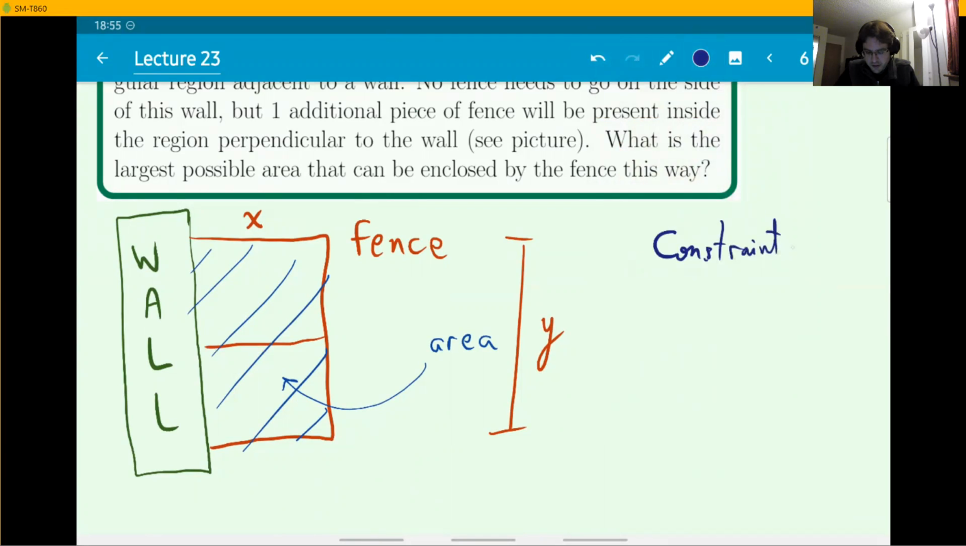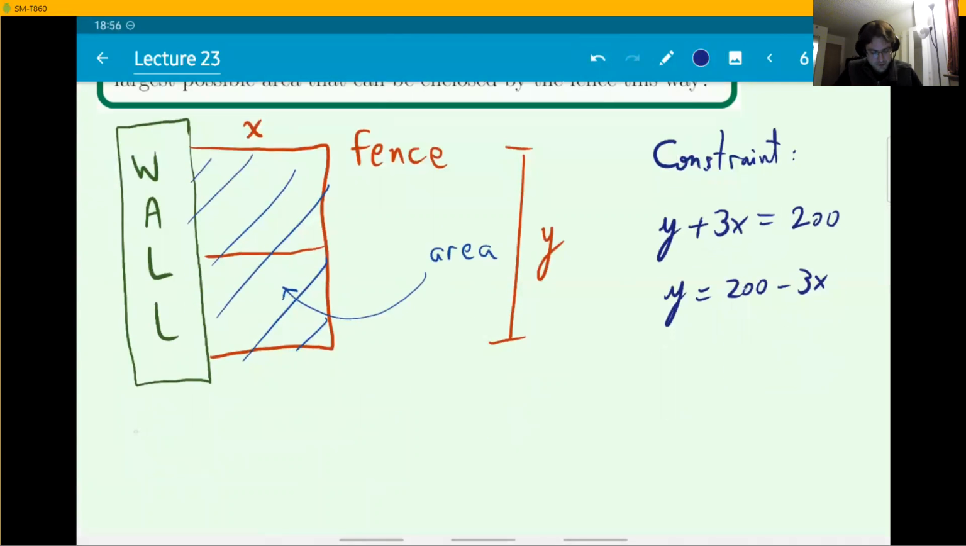How much fence is in the picture? You have one big side of y, which is the vertical side here. And how many x's do we have? There's actually 3 because there's this extra piece inside. It's 3x plus y. That's how much fence there is in the picture. That should be 200. So I'm already going to go ahead and solve for y in terms of x. We know that we're going to need that later.